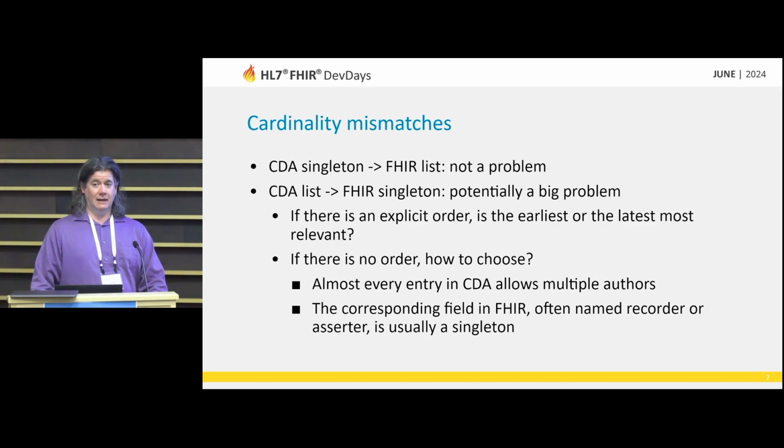One important example that we encountered fairly early is that in CDA, almost every entry allows multiple authors. The corresponding field in a FHIR resource, usually something named recorder or asserter, is almost always a singleton. So how do we resolve that? What we ended up doing was having to make a more or less arbitrary choice as to which of those authors to put into the recorder field, but then we capture all the rest as provenance records so that no data is lost. It's all still available if you know where to look for it. Other cases will have other solutions depending on the specific context.